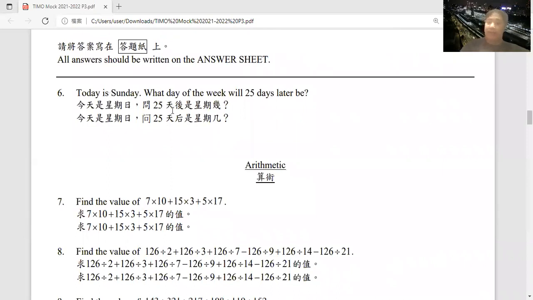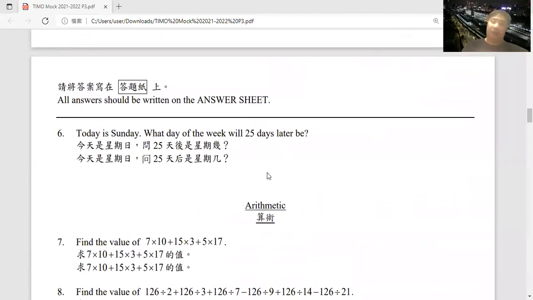Question 6. Today is Sunday. What day will it be 25 days later? Easier than the previous one. You just divide 25 by 7, and you get a remainder of 4. So you count 4 days from Sunday, which is the first day. Nothing special.